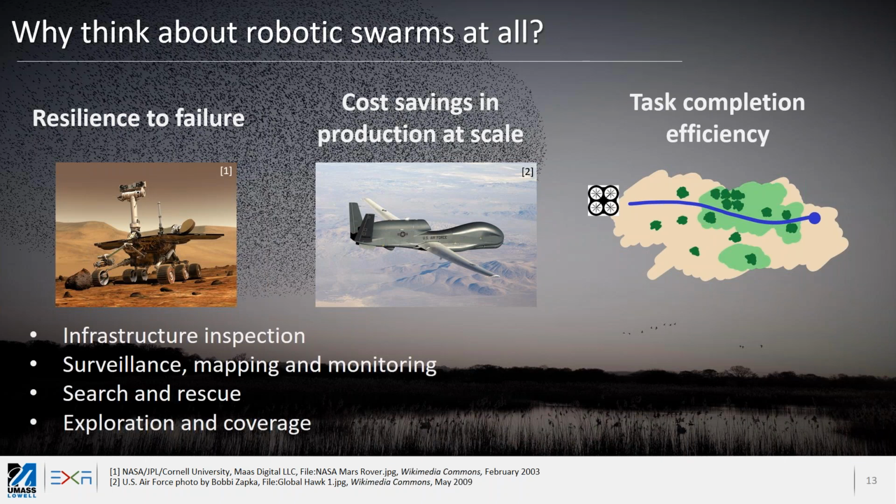And there are a lot of applications for robotic swarms: infrastructure inspection, surveillance, search and rescue, exploration coverage. And these are just a few that I've mentioned over here. Okay, so let's see how we address the challenges of complex systems with regard to robotic swarms.